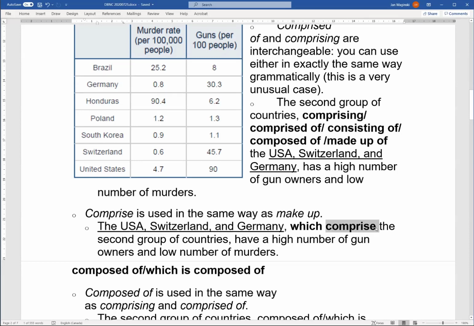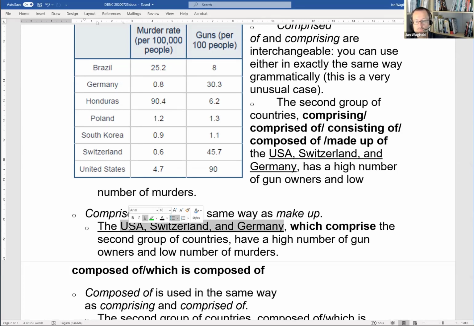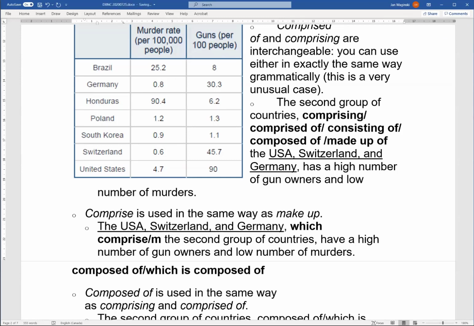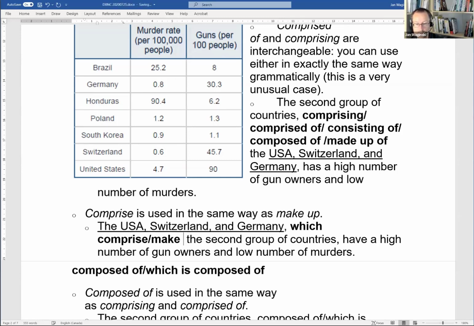Composed of? Nope. No, because the items are first. Okay. This is like saying this product is composed of part A, part B, part C. Consist? It's not going to work. Made up? Close. Which include? Make up.